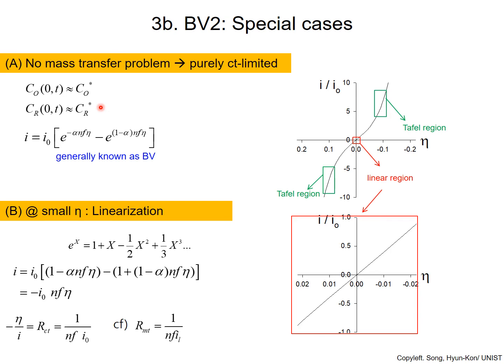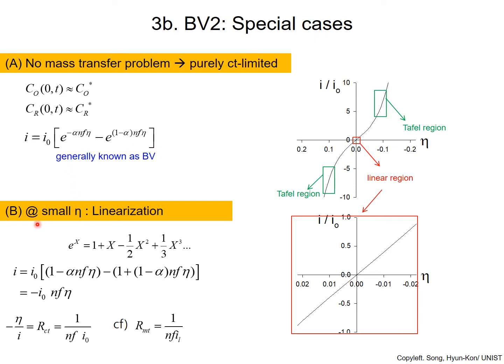Then we could remove the concentration term in front of each exponential function of potential. So what I have right now is that the current is proportional to the exchange current with the exponential function of potential: exponential minus alpha nF eta minus exponential 1 minus alpha nF eta. We have a cathodic process and an anodic process simultaneously. This more simplified equation is generally known as the Butler-Balmer equation.